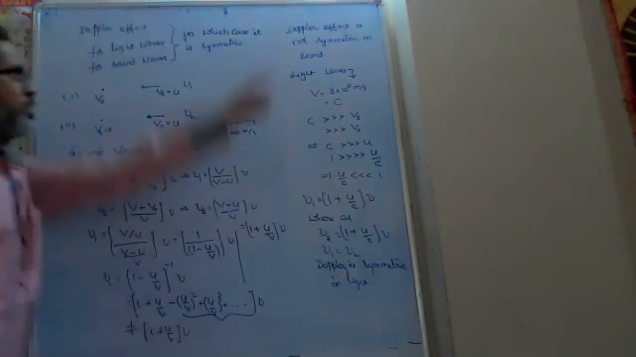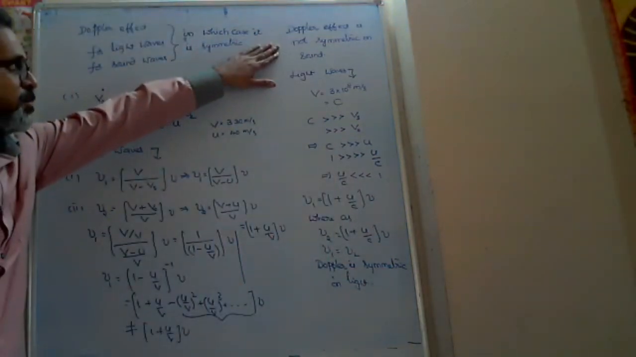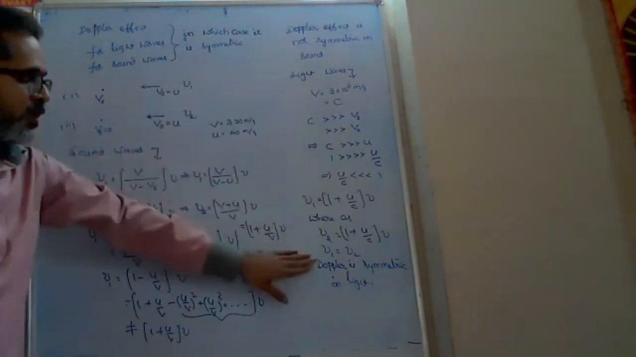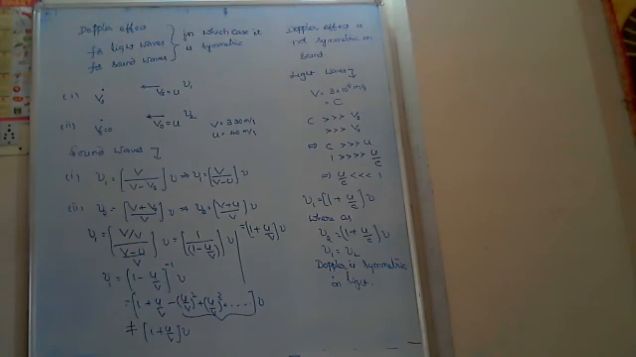Okay, so that is asymmetric. Asymmetric means not symmetric. The Doppler effect is asymmetric in sound. The Doppler effect is symmetric in light.